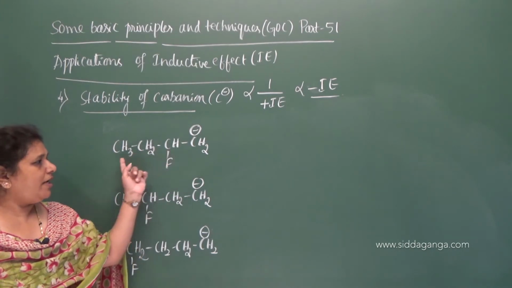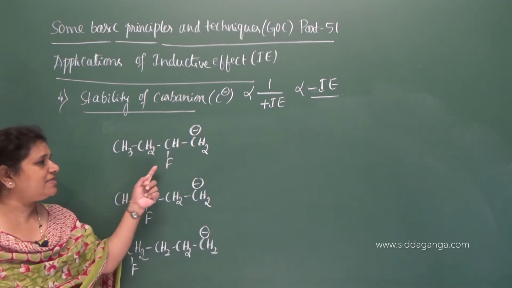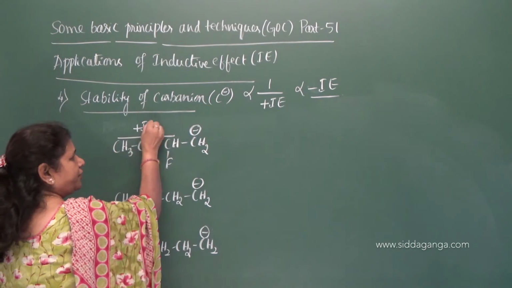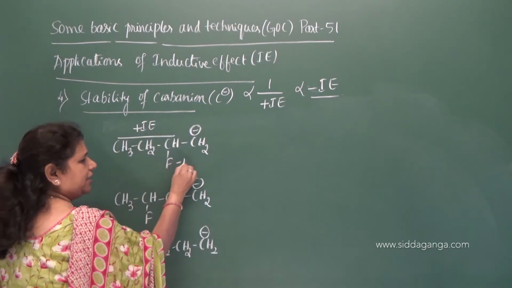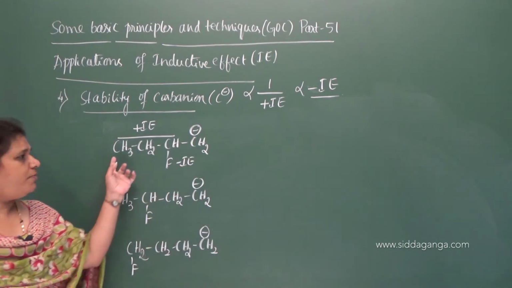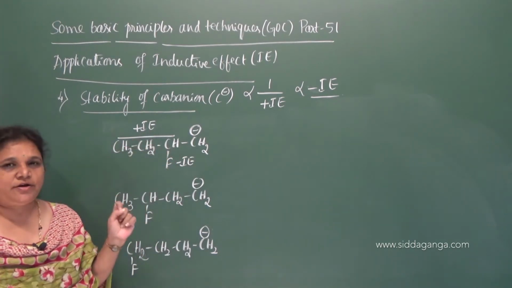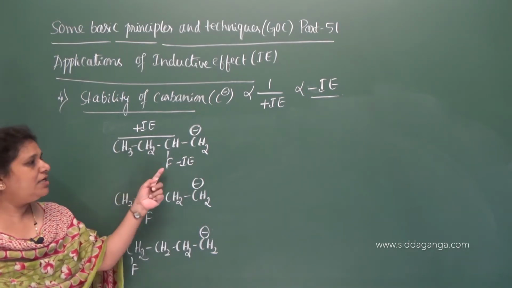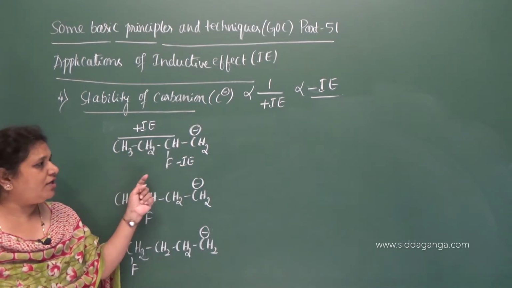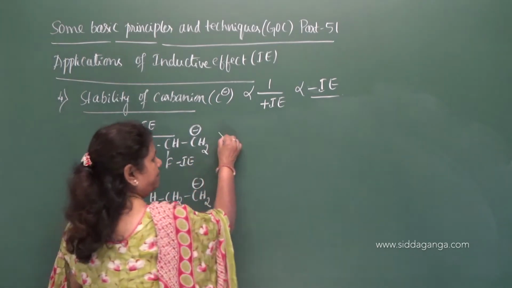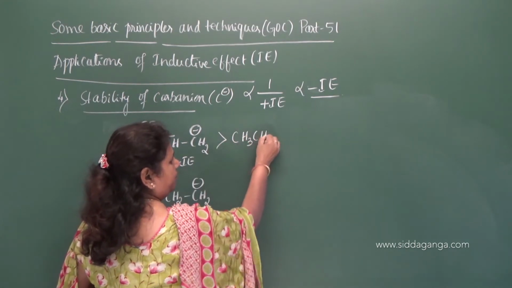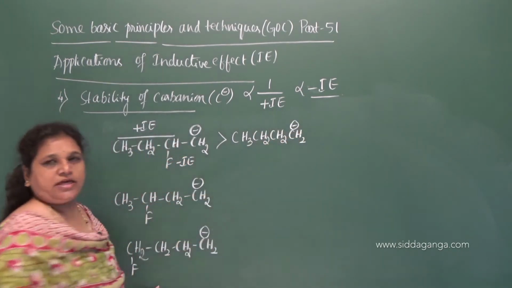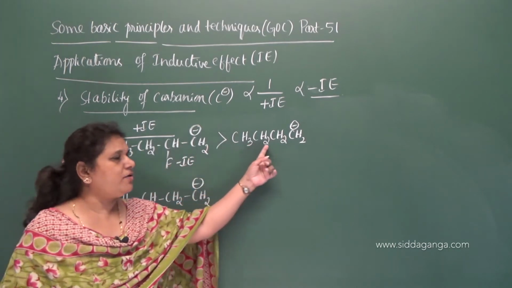Propyl group. But in the propyl group, one of the hydrogen atoms is replaced by fluorine. The propyl group exerts a positive inductive effect, no doubt, and fluorine exerts a negative inductive effect, correct? The propyl group in general exerts a positive inductive effect because it is electron releasing. Fluorine exerts a negative inductive effect. Since it exerts a negative inductive effect, you can say this is more stable compared to this, which is N-propyl, that is butyl carbanion. So can you say this is more stable compared to this?